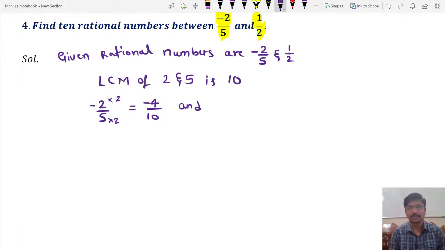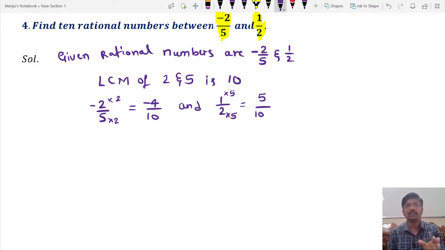And the next one, 1 by 2. To get a denominator of 10, what do we have to multiply 2 by? We have to multiply 2 by 5. That means we have to multiply the numerator also by 5. That is 1 times 5 is 5, 2 times 5 is 10. Now we have the rational numbers with the same denominator, that is minus 4 by 10 and 5 by 10.